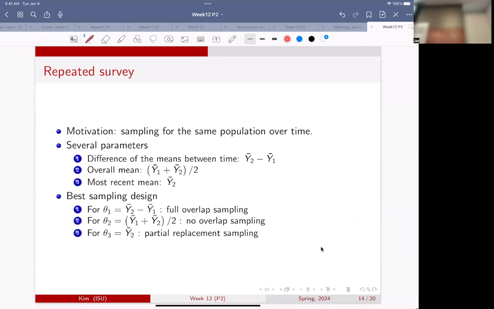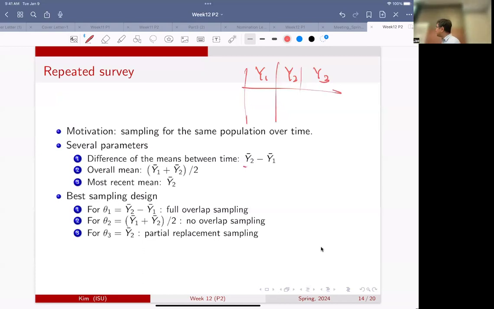Motivation is, okay, this is a little bit different topic. So now we have NRI. We have a time series: year 1, year 2, year 3, something like that. In that case, you have the same Y, but the Y changes over time, right? Because population changes.